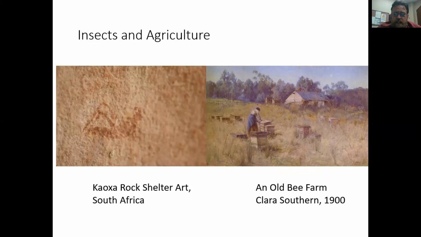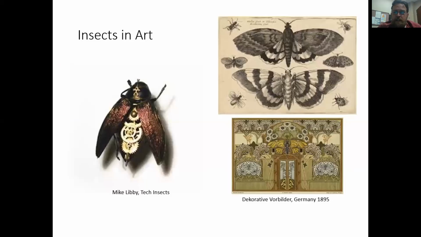The first of these is a petroglyph that's found on a rock shelter in South Africa. You can kind of faintly see it there, but there is a petroglyph of a grasshopper, which shows how significant they are, going back thousands of years. Much more recently, there's a really nice painting by Clara Southern. That's in Australia, I believe. And it's an old bee farm, and you can see someone out tending the beehive. So insects have been significant for us as humans for a really long time, and I think they're certainly interesting.